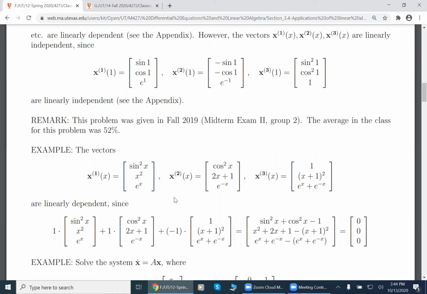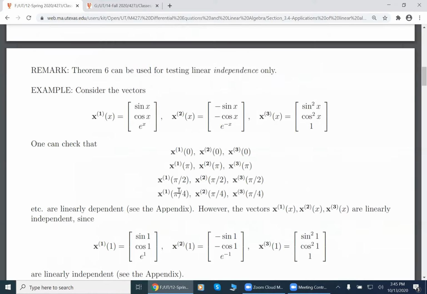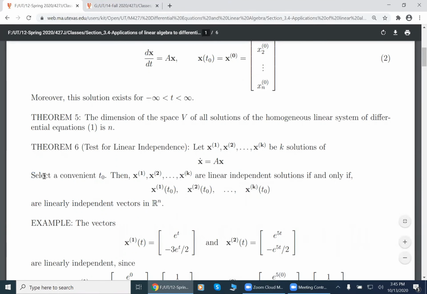Other questions? So is that the only way to prove that they are dependent? I would say yes. You have to look at identities because plugging in numbers fundamentally does not work. If you negate, as I said, this, instead of selecting a convenient value, you'll have to check dependence for all values of t, which is impossible.